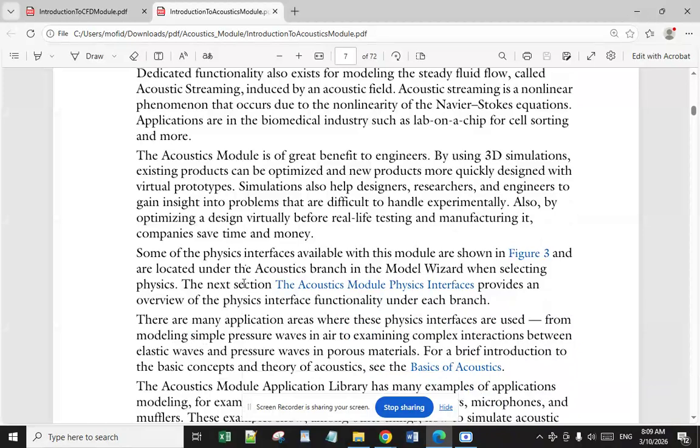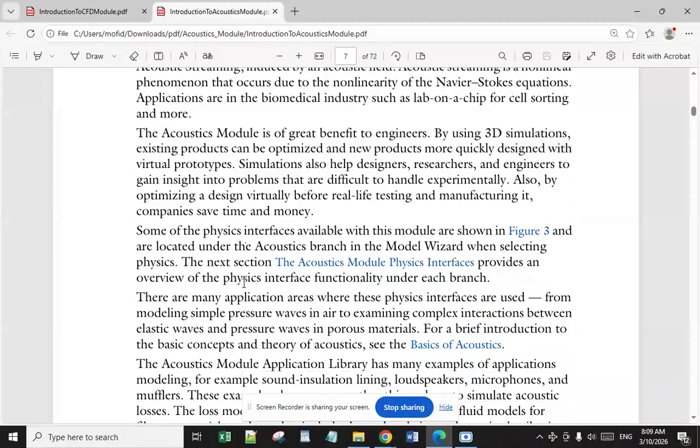Some of the physics interfaces available with this module are shown in Figure 3 and are located under the Acoustics branch in the Model Wizard when selecting physics. The next section, the Acoustics Module physics interfaces, provides an overview of the physics interface functionality under each branch.